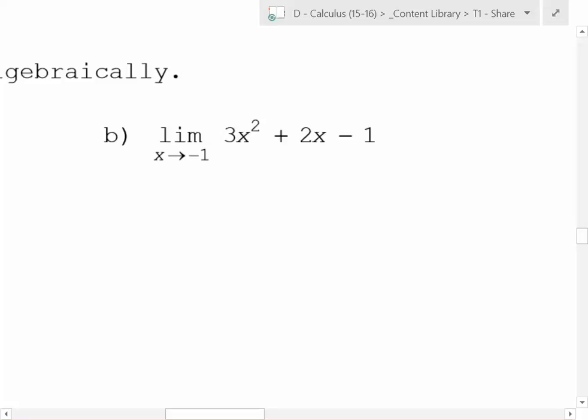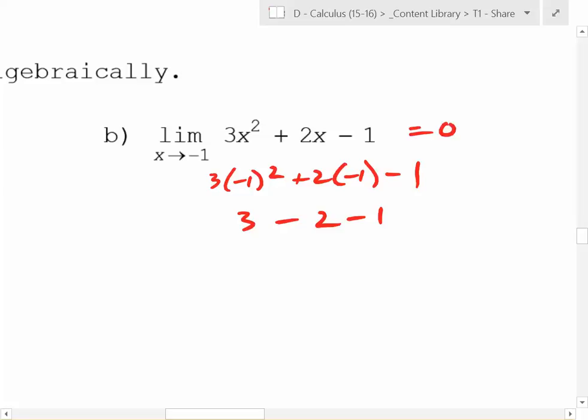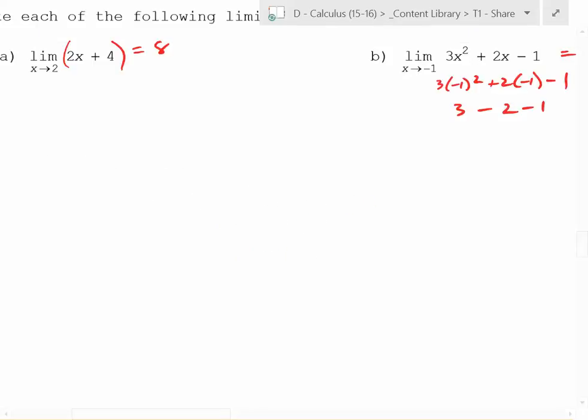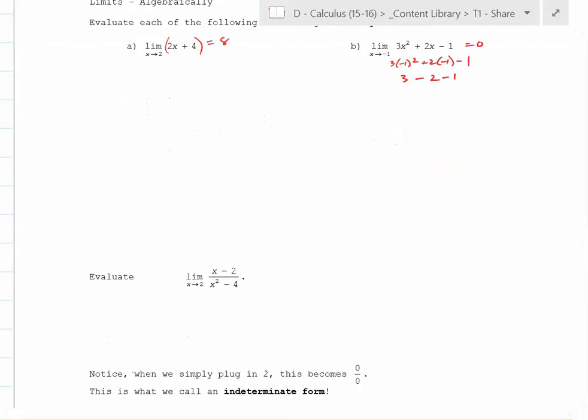Can you plug in -1 into this one? Yeah, sure, it's a polynomial, right? What's the domain of any polynomial? All real numbers. You can plug all numbers into any polynomial. Not a rational function, but a polynomial. No dividing by another polynomial. Well, you get 3(-1) squared, plus 2(-1), minus 1. So what do you get? 3 minus 2 minus 1. What's that going to be? 0. Can you have 0 as a limit? Absolutely. So always check to see if you can plug things in. It's a cheap, cheap trick.